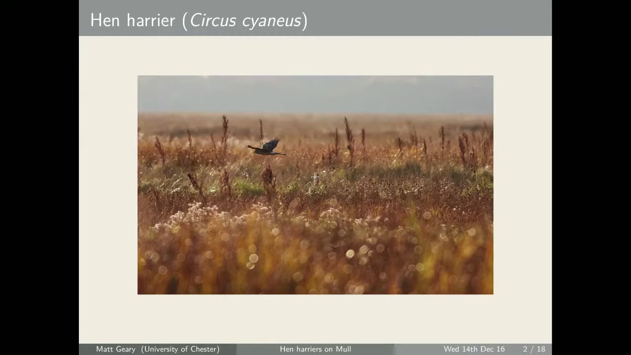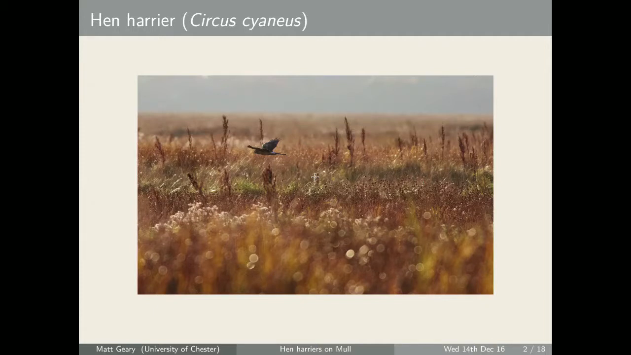One thing that some of you might notice is that this hen harrier is not on the Isle of Mull. In fact, again, for a bit of local pride, this hen harrier is just over the other side of the Wirral on the Dee estuary. So a lot of the pictures of hen harriers in this talk, just to add a bit of local colour, particularly for the time of year, are actually just over there, because we have good stuff here too.